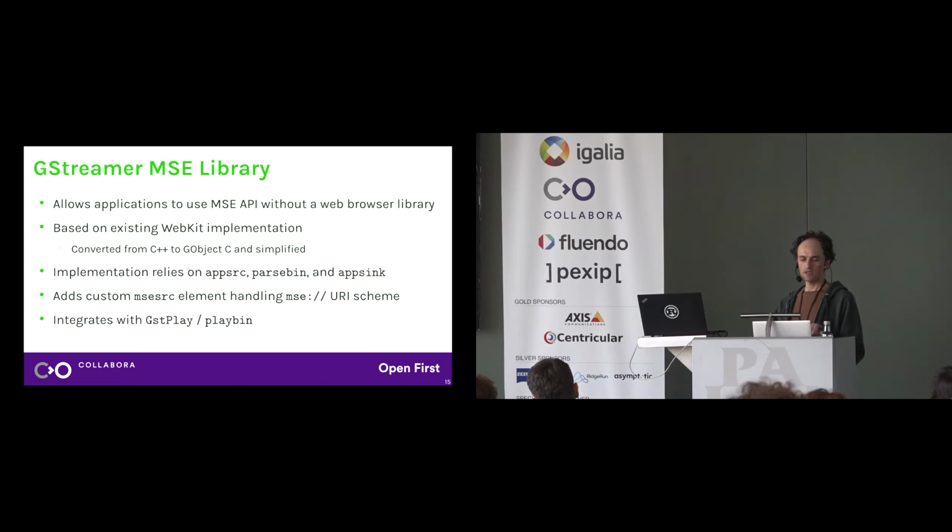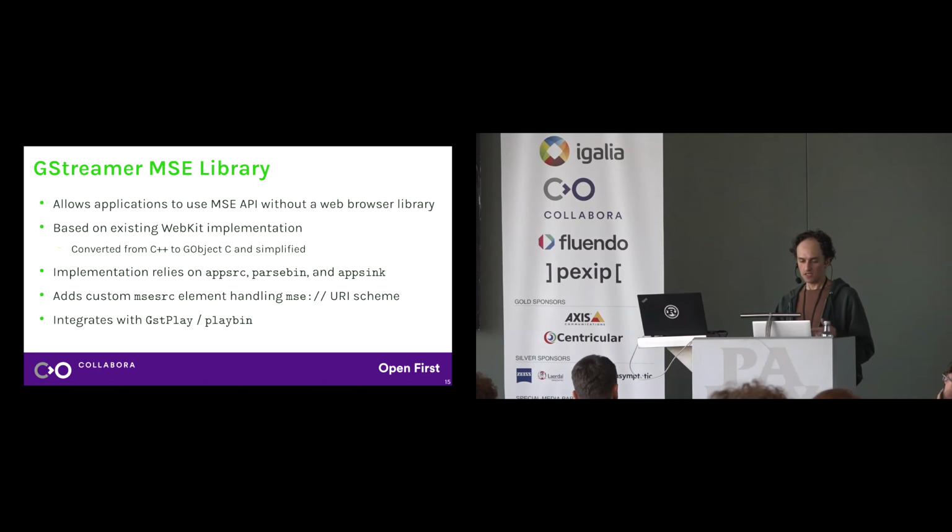The next thing we did is add a source element, because when you have all this data, you need to enqueue it into the playback system. So it's a custom source element that first handles the MSE URI scheme, which allows you to just hook it up to a playbin. Another thing it does is figure out which tracks are selected, and it plays only those tracks.